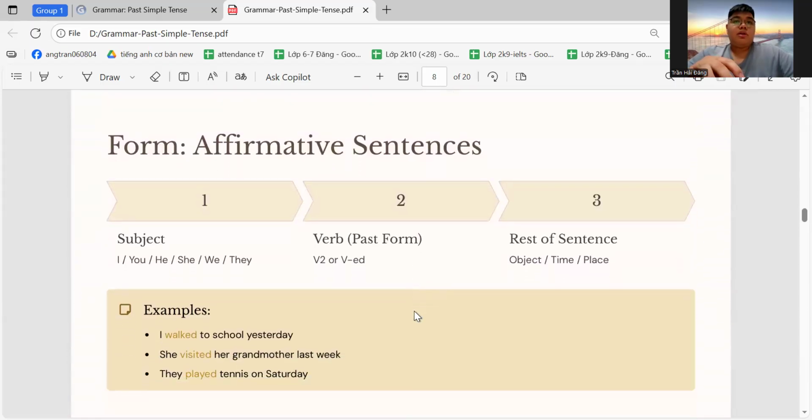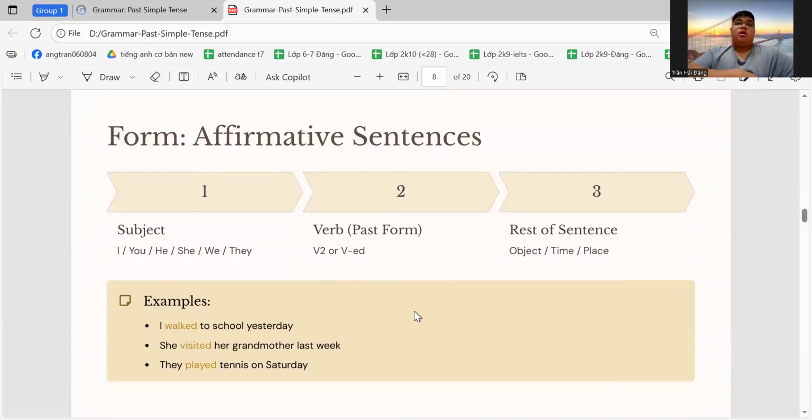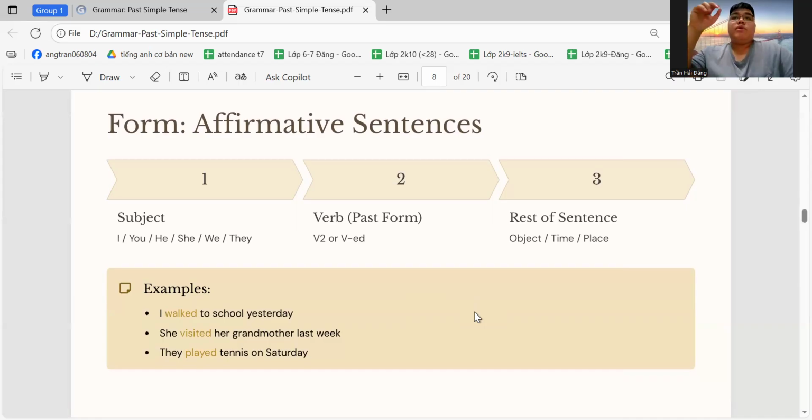Okay. Now let's come to the affirmative sentence, with the subject I, you, he, she, we, and they. For all of the subjects, we need to use the verbs in the past form. We can use the verb with ed or the V2. People can find it in the dictionary. And the rest of the sentence is object, time, and place. For example, I walked to school yesterday.